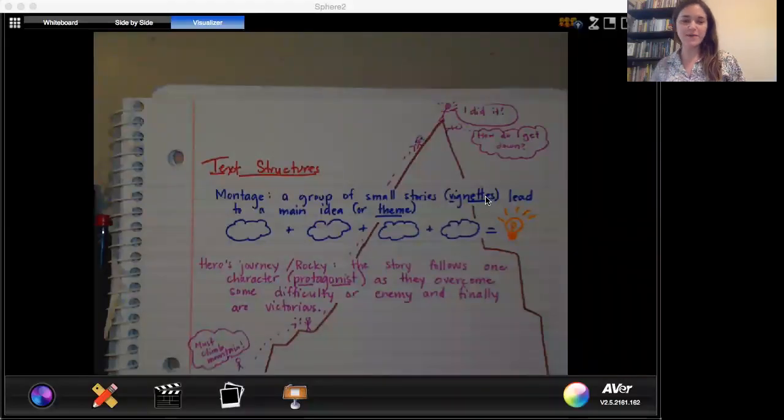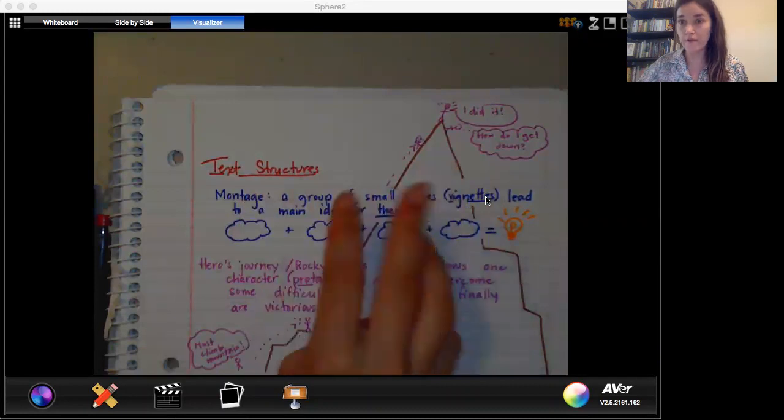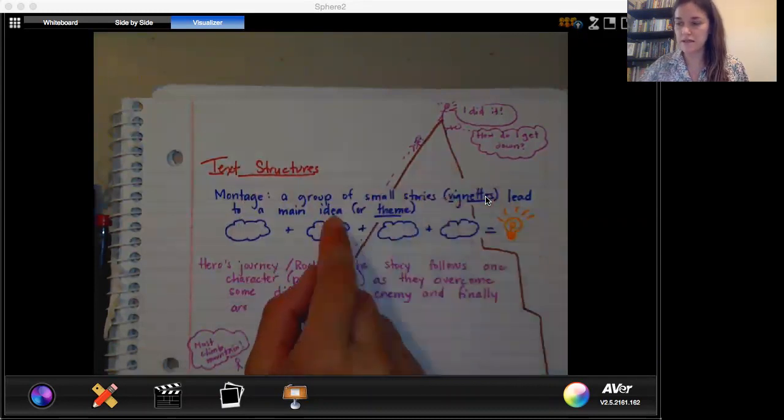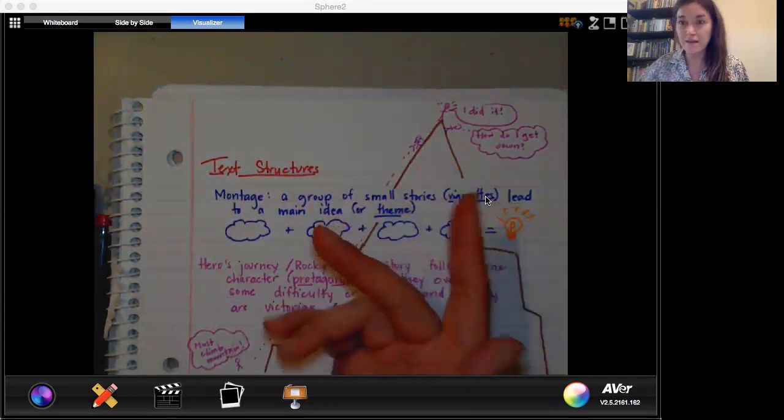Hi students, so today I'm going to talk a little bit about text structures. We have read at this point three different personal narratives, and we're going to start writing our own. And so we should start thinking about text structures.